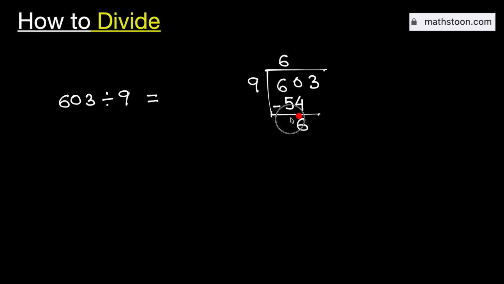Now again see that this 6 is also less than 9. That is why we will bring down this number 3 here. And we know that 9 times 7 is equal to 63. Subtract, we get a 0. As we have got the number 0 and we have no number to bring down here, we will stop. Therefore, 603 divided by 9 is equal to 67. And this is our final answer.